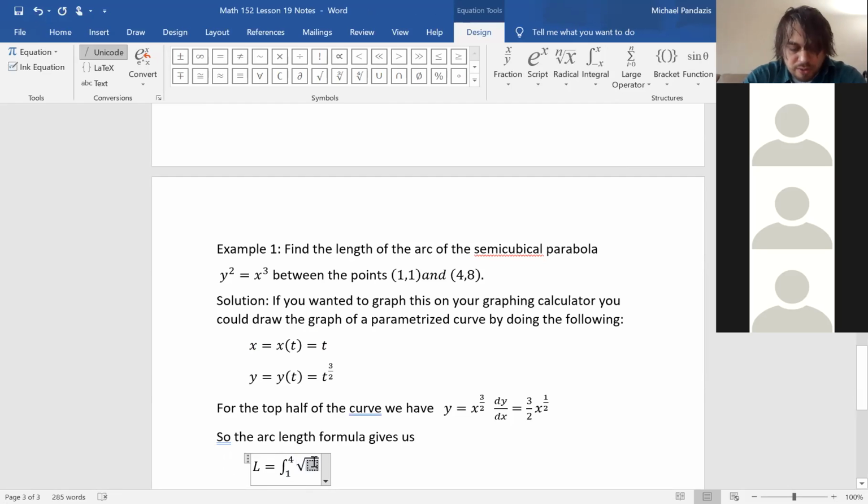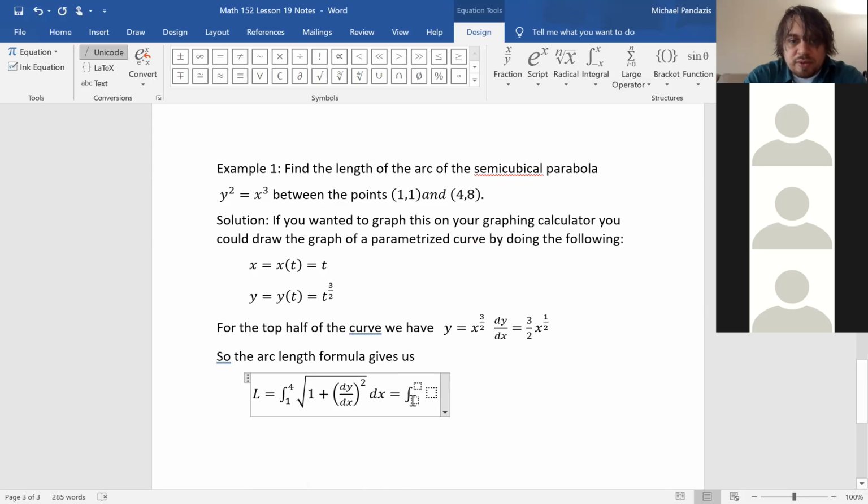of the square root of 1 plus dy dx squared, using Leibniz notation, and that's equal to the definite integral from 1 to 4 of the square root of 1 plus, well, this is dy dx right here. So that's dy dx.